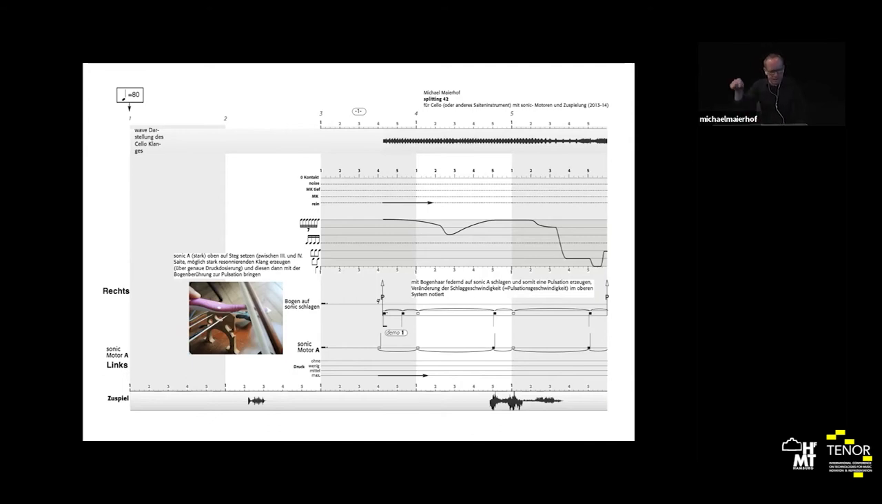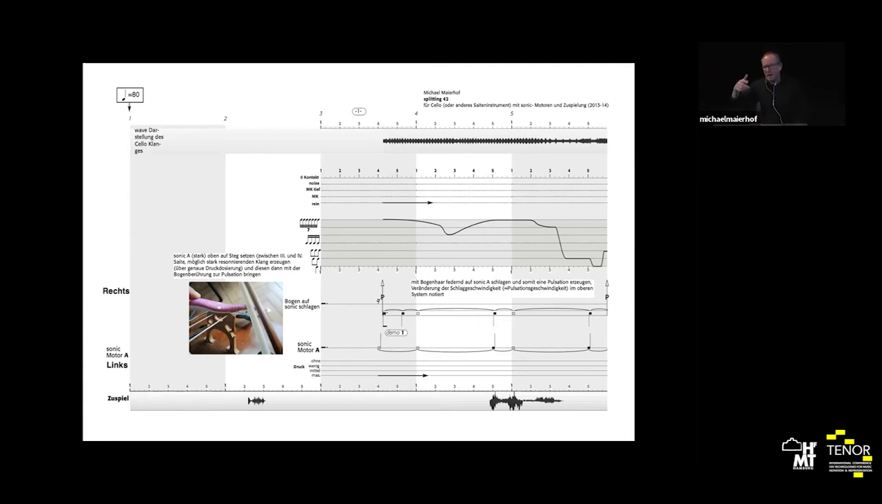For example, in the lower part, you have the Zuspiel, which is just the representation of the wave graphic, so the musician knows where something is sounding. And then we have the pressure curve, the Druck. Then you have sonic motor A, and in this case, you have a bow making pulsations. And I have these systems of graphics.